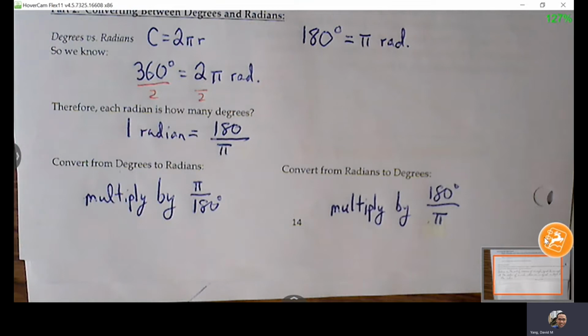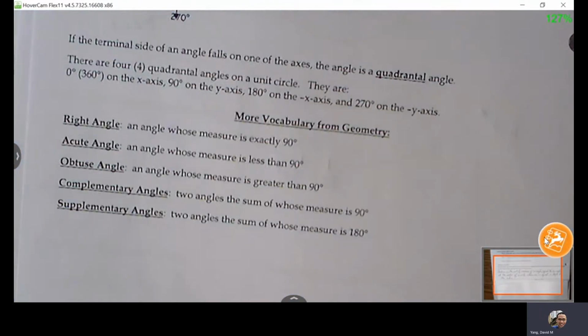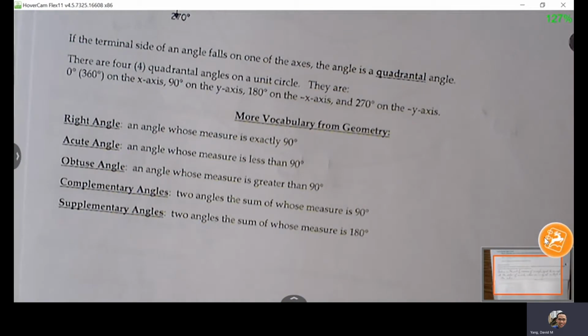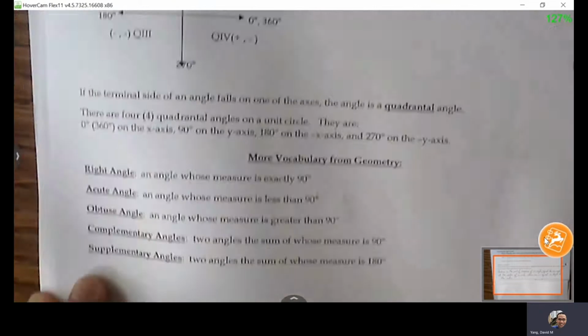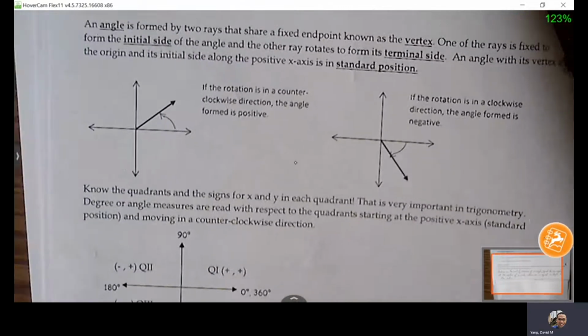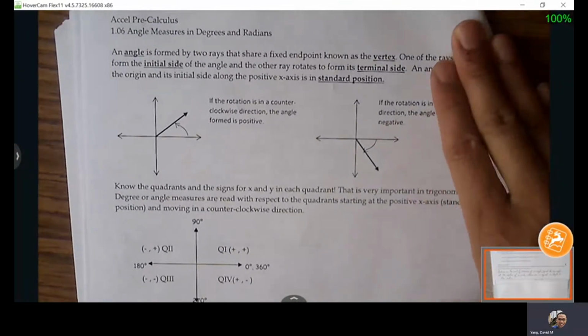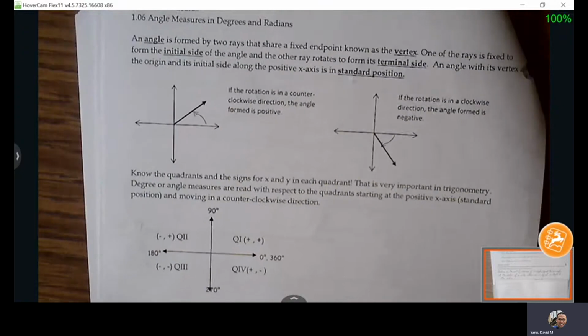Okay, next page. Oh, sorry, page 16. Okay, let me just read through this page here.